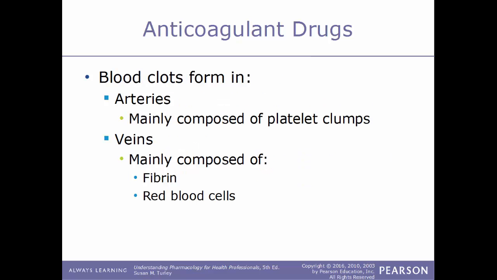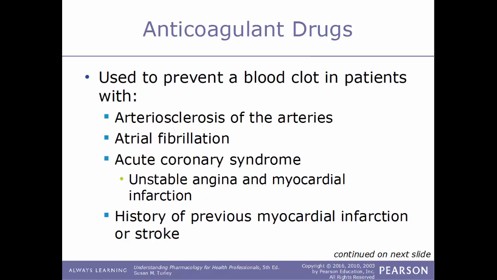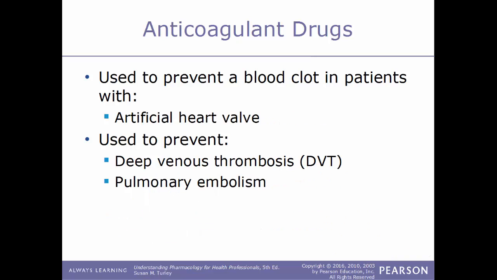Now, blood clots can form in arteries and in veins. When they form in arteries, they're mainly composed of platelet clumps. When they form in veins, they're mainly composed of fibrin and red blood cells. Now, anticoagulant drugs are used to prevent blood clots in patients if they have arteriosclerosis of the arteries, or if they have atrial fibrillation, or if they have acute coronary syndrome, such as unstable angina or myocardial infarction, or people with a history of previous strokes or previous myocardial infarctions. It is also used to help prevent blood clots from forming in patients who have an artificial heart valve.